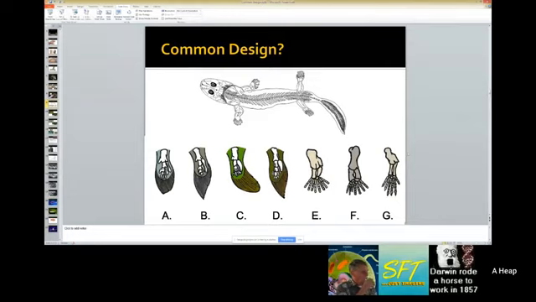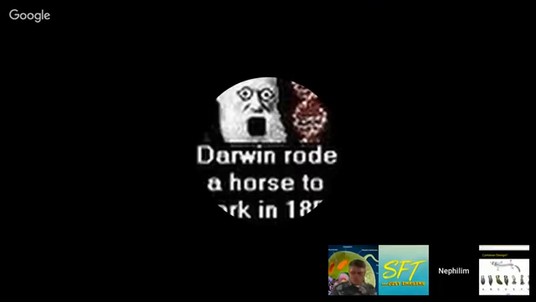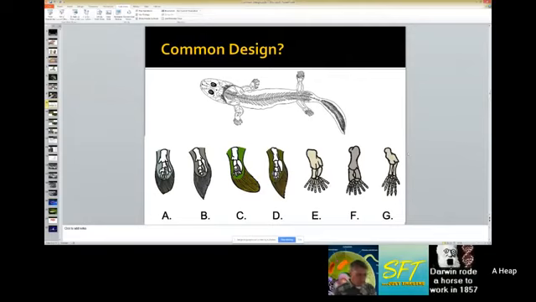Here are some common and uncommon designs again. Common and common at the same time. You've got very common leg structures in terms of bones, but they fulfill different functions and they are in entirely different skins, as it were. So you've got fins on the left, feet on the right-hand side.